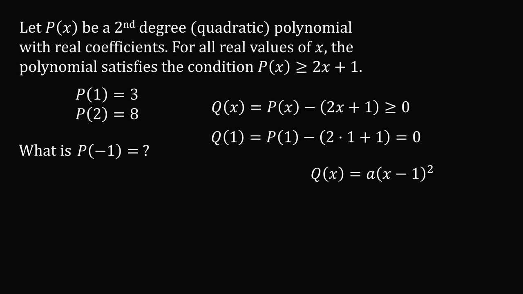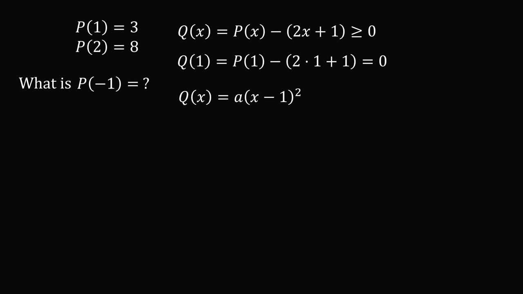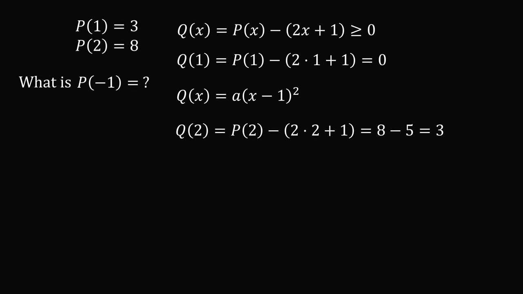We want to solve for a, so we will now substitute q of 2. This is equal to p of 2 minus 2 times 2 plus 1. This works out to be a minus 5, and that's equal to 3. So we have that 3 is equal to a multiplied by the square of 2 minus 1. That means a is equal to 3. So we have q of x is equal to 3 multiplied by the square of x minus 1.